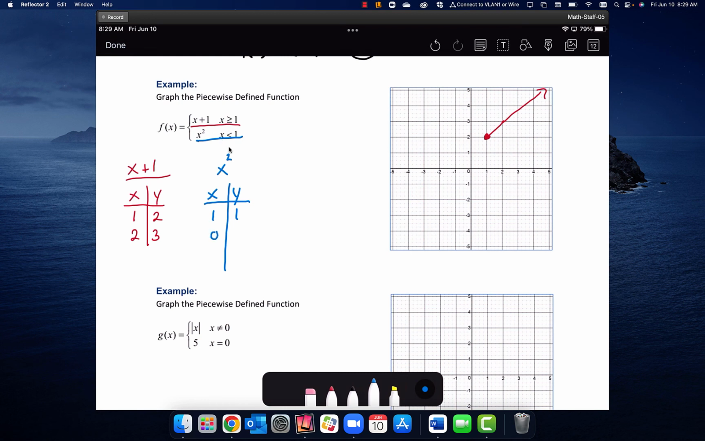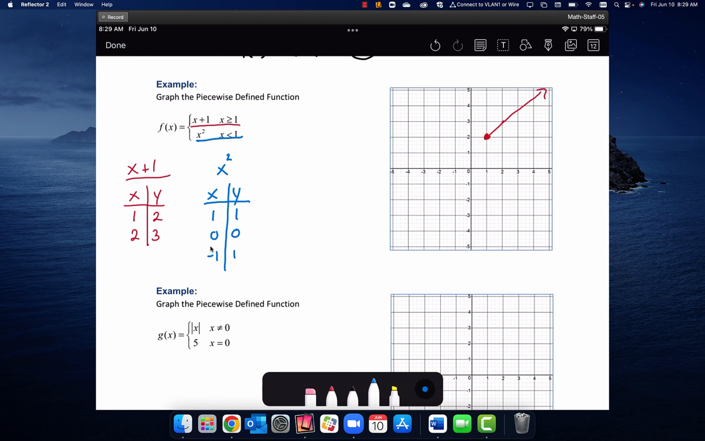0 squared is 0. And since this is a quadratic, let's do a third point. 2's probably not going to do it for us. 2 was plenty over here because this was a linear equation, but since this is quadratic, we need an extra point. So again, anything less than 1, say -1, and then -1 squared is +1.